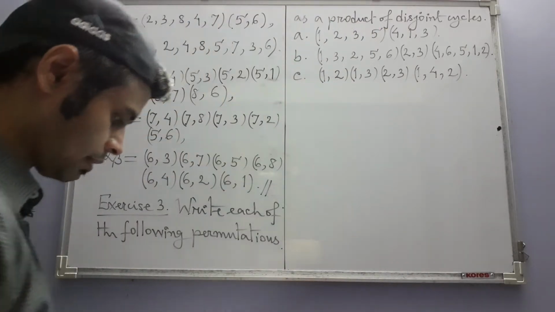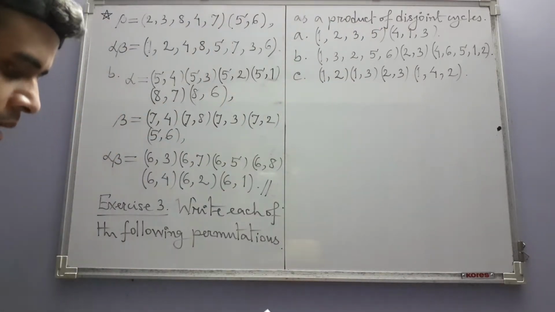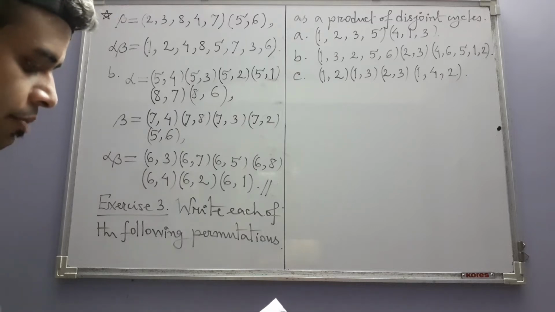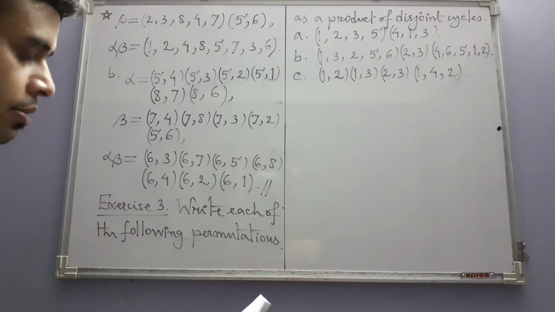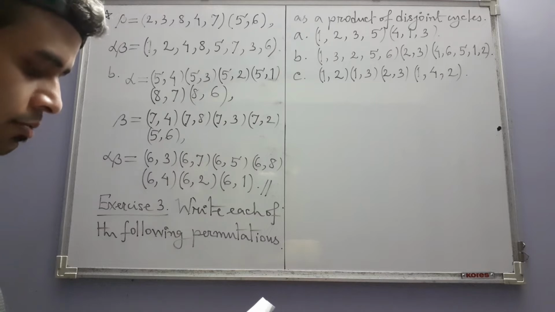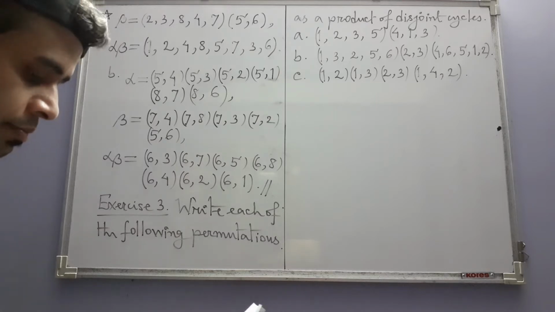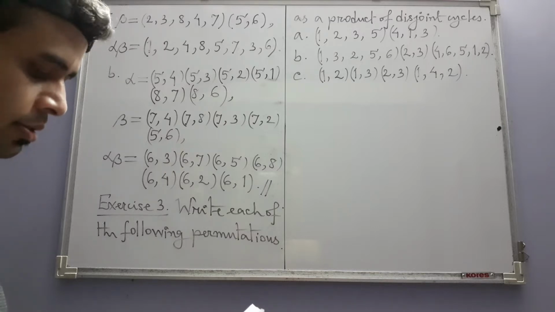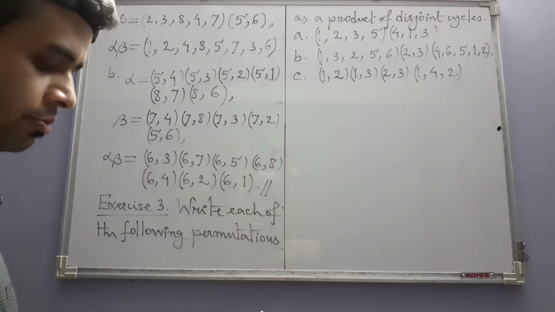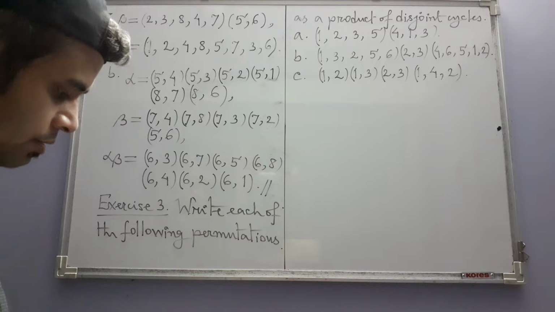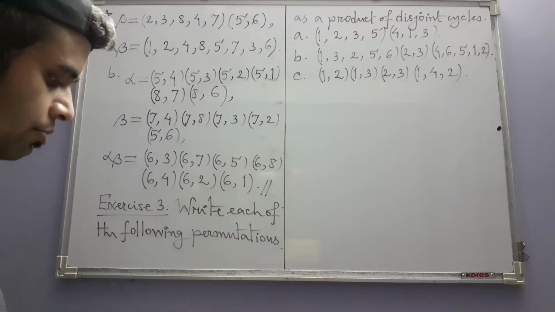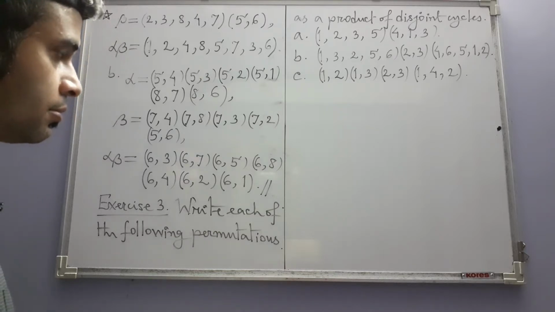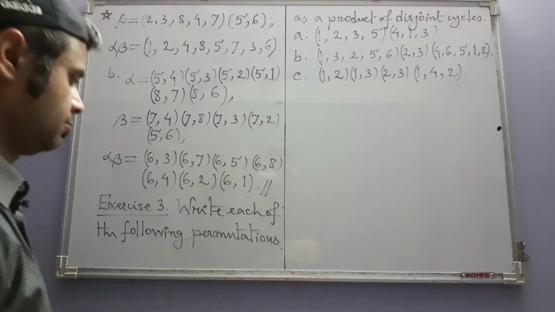Okay, there is a high chance of making mistakes, so let me just verify once more. (1 2 3 5)(4 1 3), (1 3 2 5 6)(2 3)(4 6 5 1 2). Okay, then (1 2)(1 3)(2 3)(1 4 2), right.